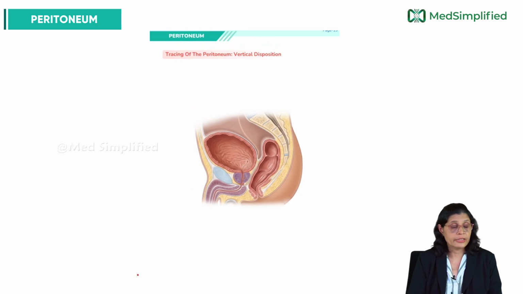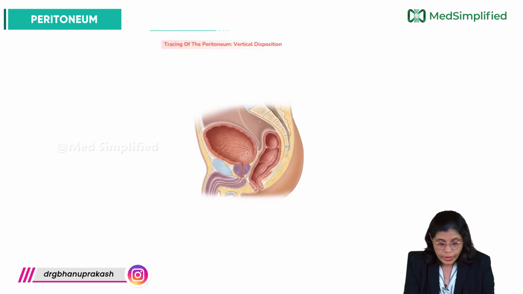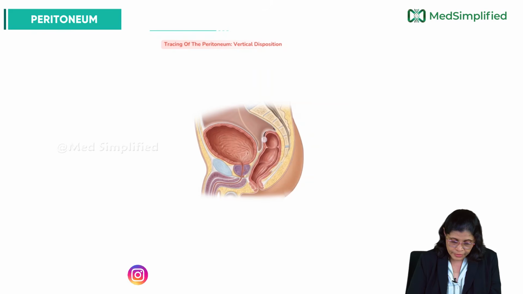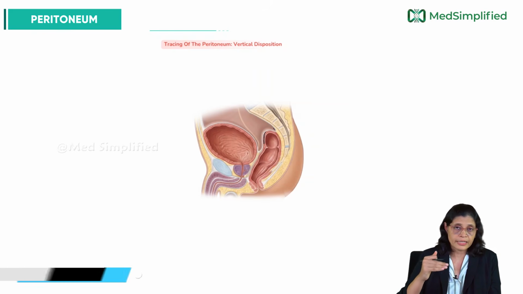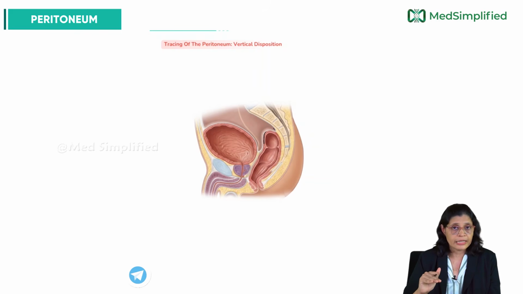So when I told you earlier, the peritoneum is a closed sac in males and an open sac in females. When we trace the peritoneum in males in the lower part, here we can see the peritoneum covering the anterior part of the rectum. In the upper 1/3, it covers the anterior and lateral sides of the rectum. In the middle 1/3, it will cover only the anterior, and in the lower 1/3, we do not see the peritoneum covering the rectum.